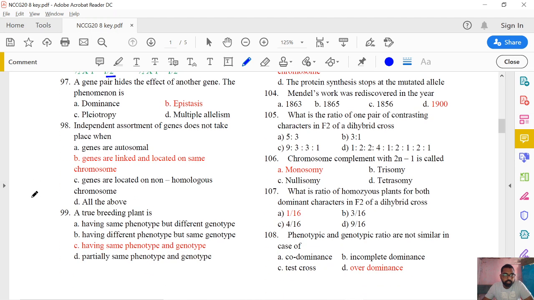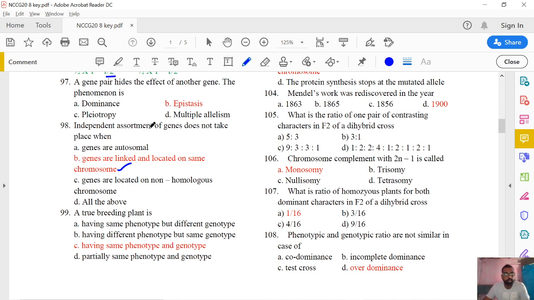Independent assortment of genes does not take place when... You cannot tell that only if it is autosomal it will not take place, X linked it will take place. You cannot tell like that. So it is wrong. Autosomal also you can find linkage. There may not be independent assortment. Genes are linked and located on the same chromosome. This is true. Genes are located on the non-homologous chromosomes. Yes, so the answer is B.